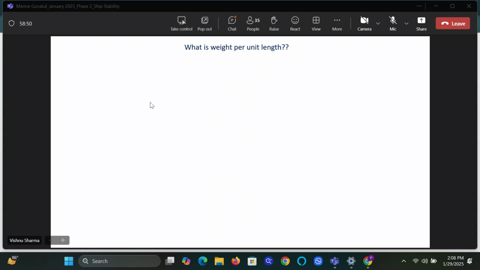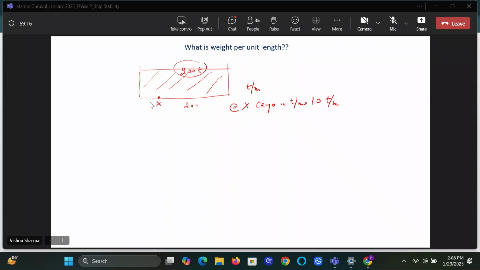Guys, yesterday, when I said that there is a hold which is 20 meters long and has 200 tons of cargo, and I asked how much is the cargo at X in tons per meter, what was your answer, guys? At X, cargo is 10 tons per meter. You said 10 tons per meter.